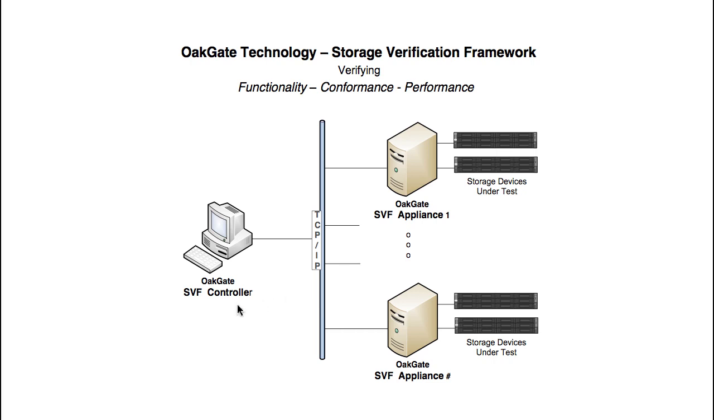All testing and analysis is performed through the graphical user interface of the controller. The devices to be tested are connected to the OakGate appliance. The appliance performs all the actual I/O on the drives and passes status and results back to the controller. The controller and appliance communicate over TCP sessions.